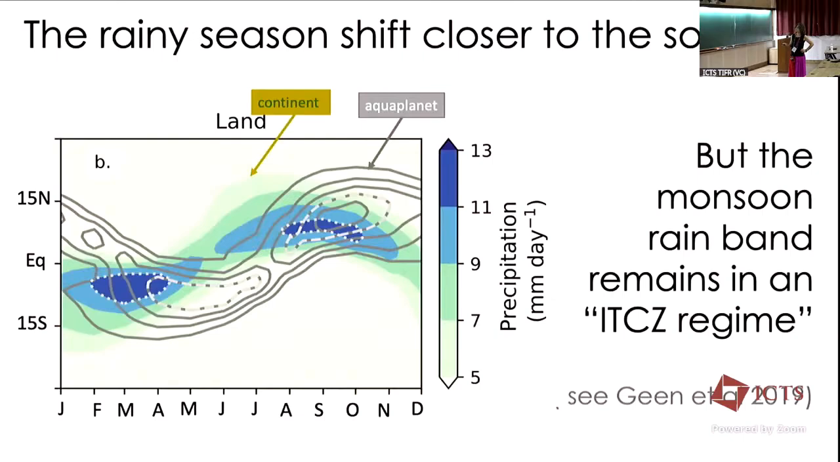Here is what happens when you look at the rainfall evolution in the aquaplanet and the rainfall evolution zonally averaged over the continent. And so the main thing that happens is that you end up with a peak rainy season closer to the solstice, right? Low heat capacity, you respond faster. What you don't see in this experiment is any jump to the subtropics. The rain band stays pretty much the same across these things. So what we called, following Gilles et al., an ITCZ regime. What gives?